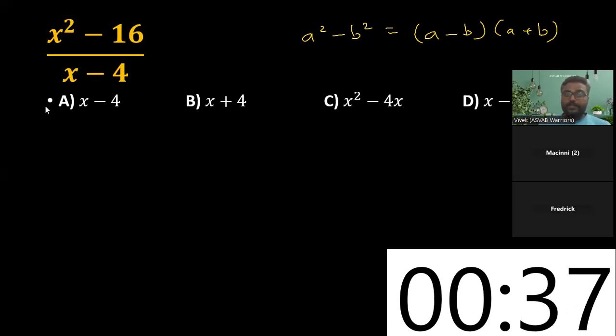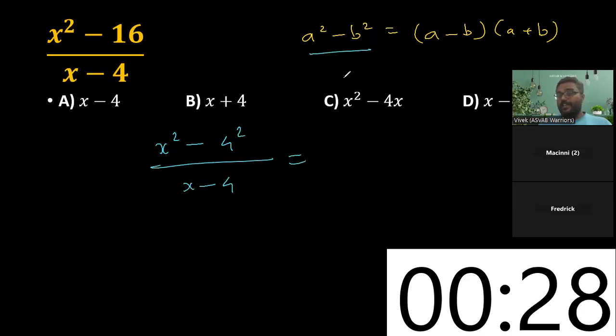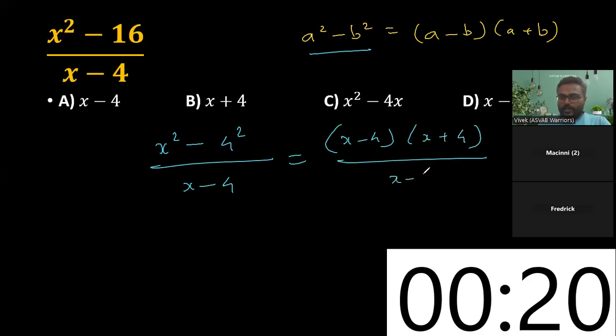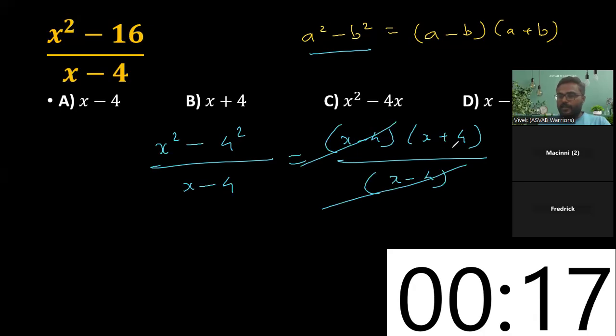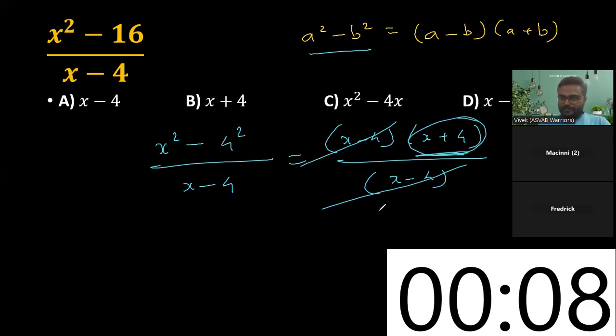Sixteen can be written as 4 square. Now this becomes a square minus b square, which will be nothing but x minus 4 times x plus 4 divided by x minus 4. You can just cancel this out. What is the answer? It's x plus 4. It will be x plus 4, buddy. Because a square minus b square will be a minus b times a plus b. Do you want me to explain it once again, Frederick?